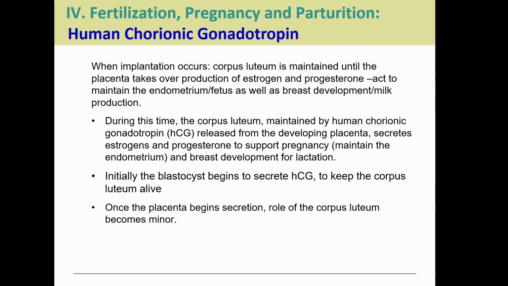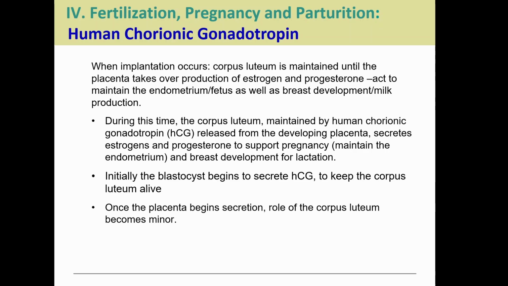As the placenta develops, it's going to release HCG to maintain that corpus luteum. It's also going to secrete estrogen and progesterone to support the pregnancy overall. So the blastocyst will produce HCG. It'll keep the corpus luteum going, and then the corpus luteum will kind of take a back seat once the placenta is really rooted in. HCG is also the basis of a pregnancy test.